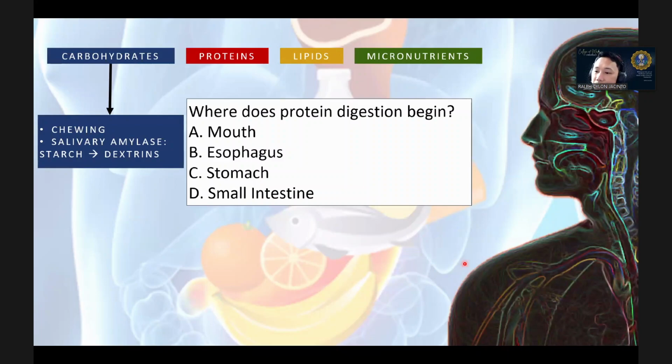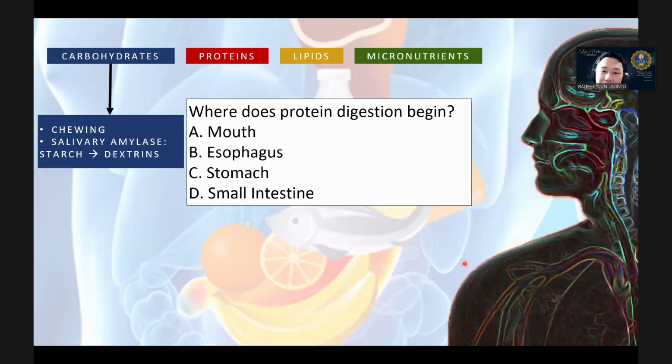So, majority answered letter C, pero some answered D and A. Esophagus, eliminate niyo na yun. Esophagus is primarily for motility functioning, 'di ba? So, wala na siya.